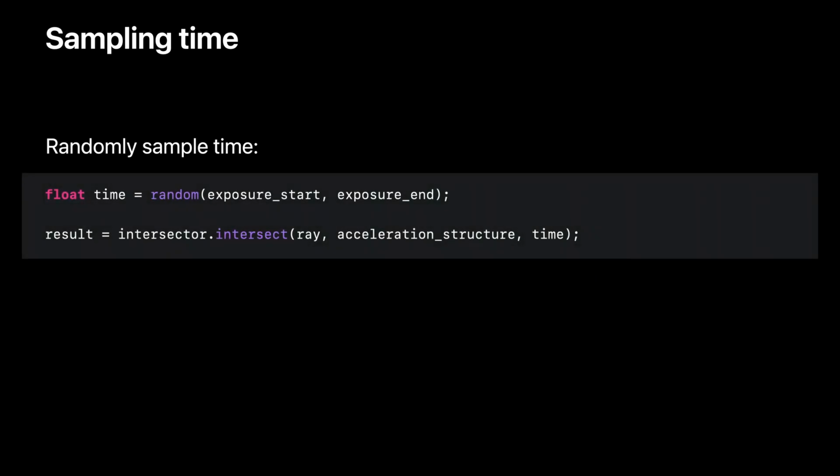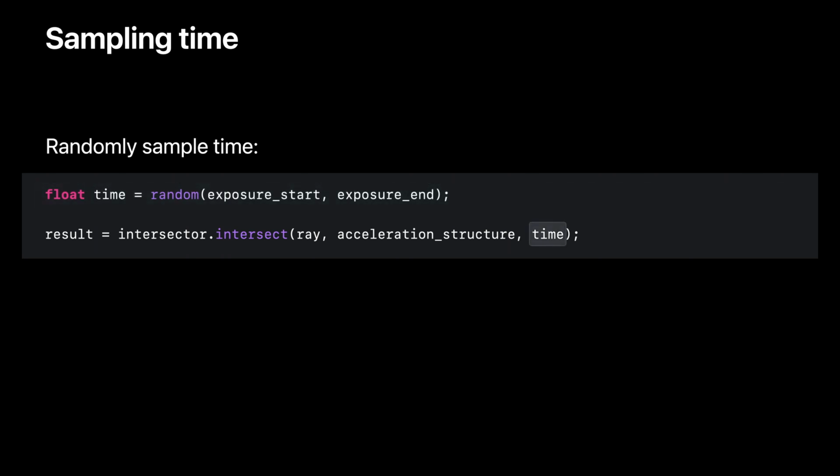The first thing we need to do is associate a random time with each ray in our Metal shading language code. We start by generating a random time within the exposure interval. Then we just pass it to the intersector.